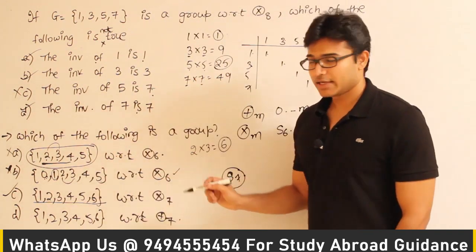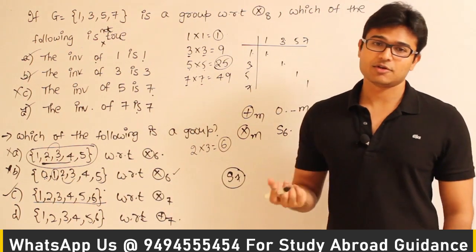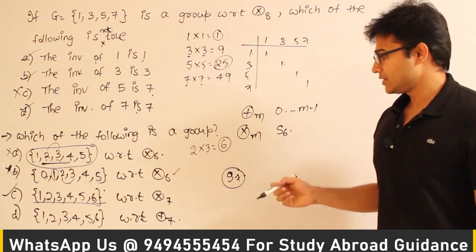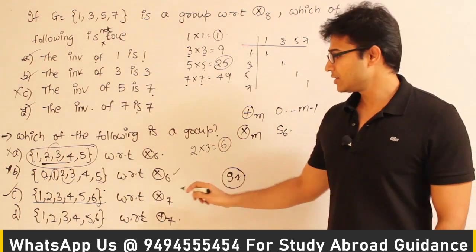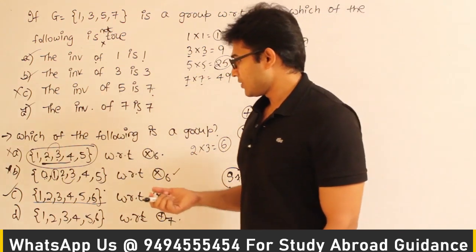So how did I get this? Because these are all the integers which are less than 7 and relatively prime to 7, and that set you can write as S7, and S7 with multiplication mod 7, I told you, is a group. And what about this?